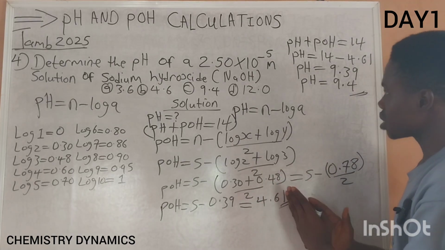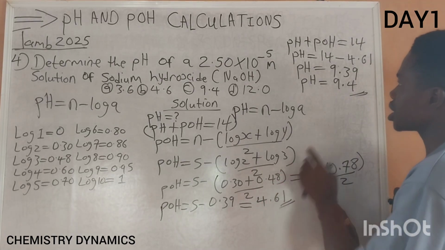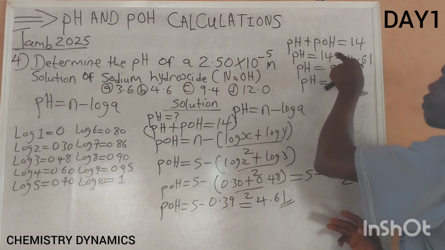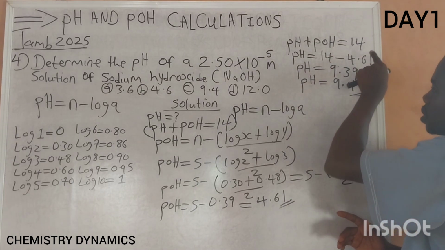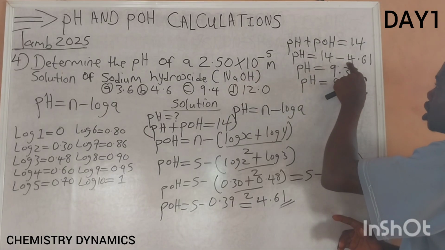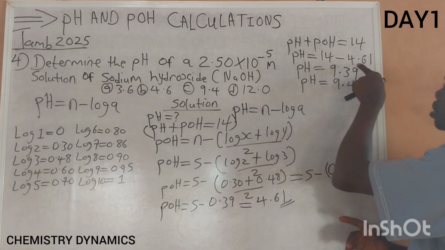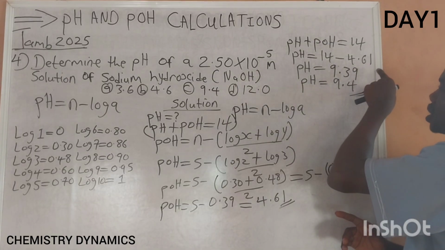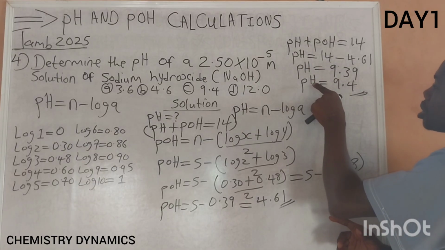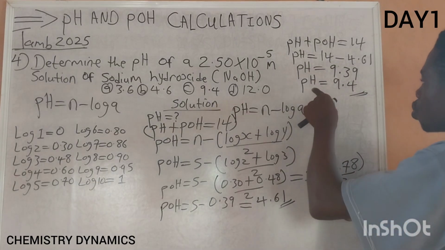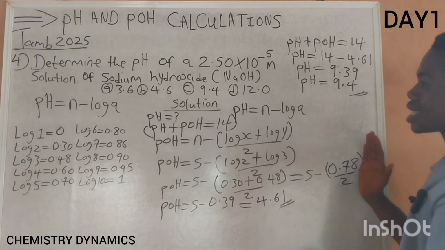Then, having got our pOH, we will now substitute the value into our formula and get our pH. So pH plus pOH equals 14. pH equals 14 minus pOH, which happens to be 14 minus 4.61. So pH equals 9.39. So I now approximated it to 9.4.